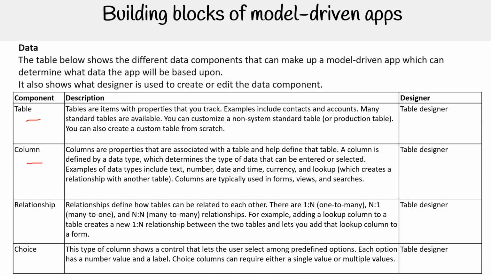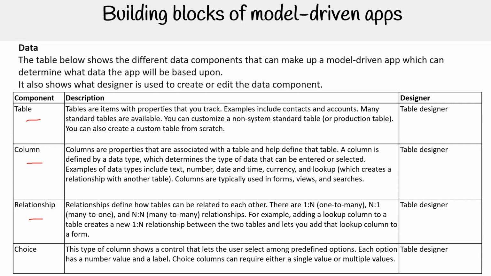Columns are properties that are associated with a table and help define that table. A column is defined by a data type, which determines the type of data that can be entered or selected. Examples of data types include text, number, date and time, currency, and lookup. Columns are typically used in forms, views, and searches.